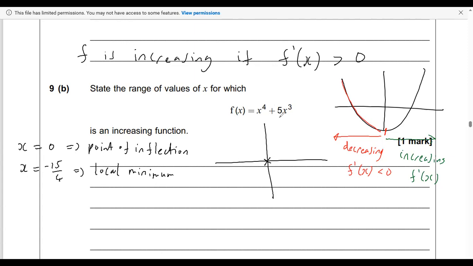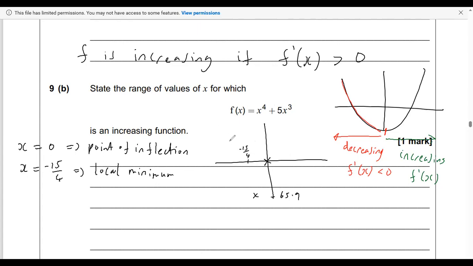So minus 15/4 to the power 4 plus 5 times minus 15/4 all to the power of 3. I'll do this on my calculator. I get about minus 65.9. So let's just say somewhere down there. So minus 65.9, and then this minus 15/4 there.